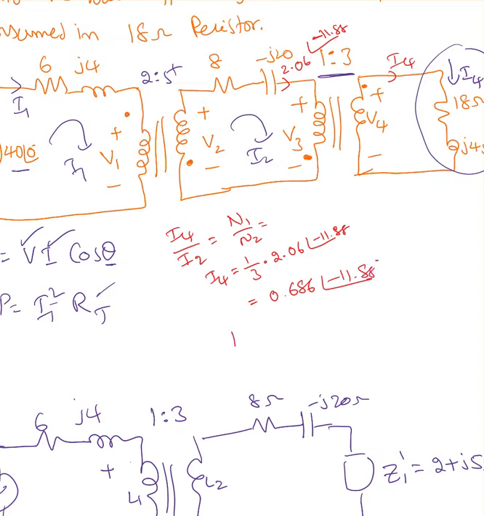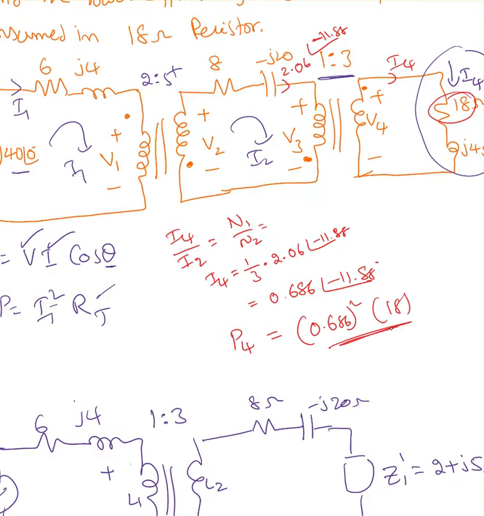Okay, now I need P4, the power consumed there. Power is always consumed by the resistor only. The inductor does not consume any active power, which is 0.686 whole square times 18. That will give you the P4, which is 8.487 watt.